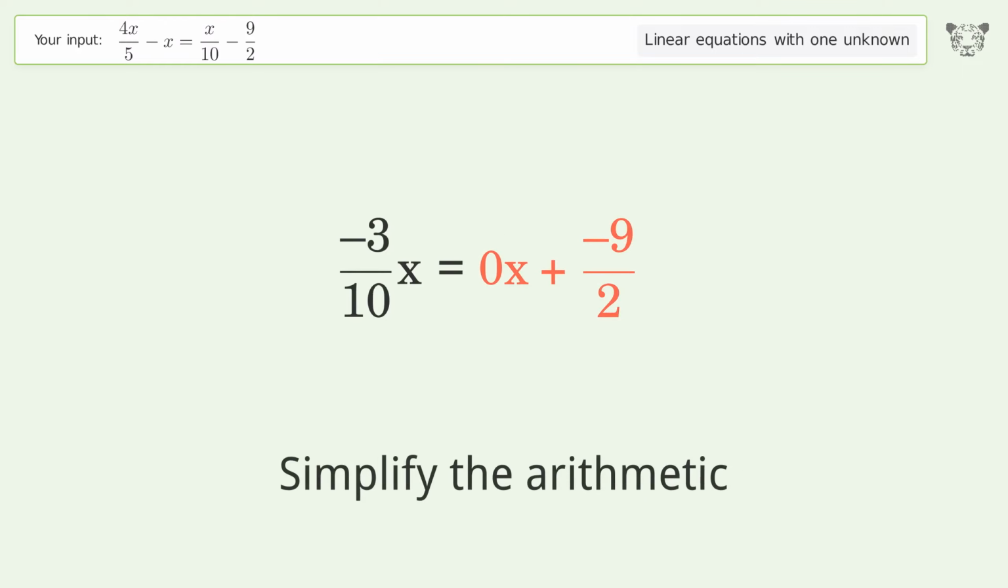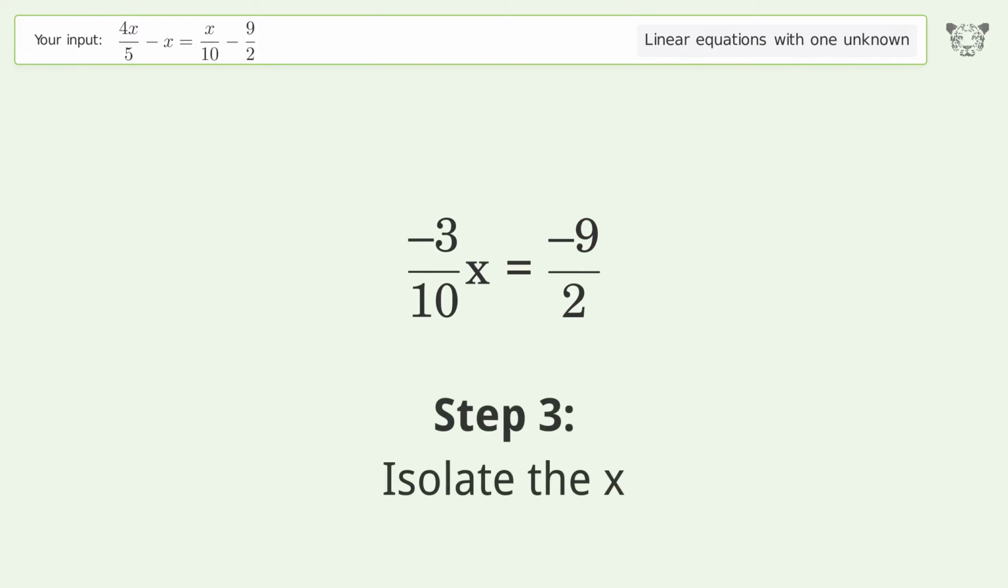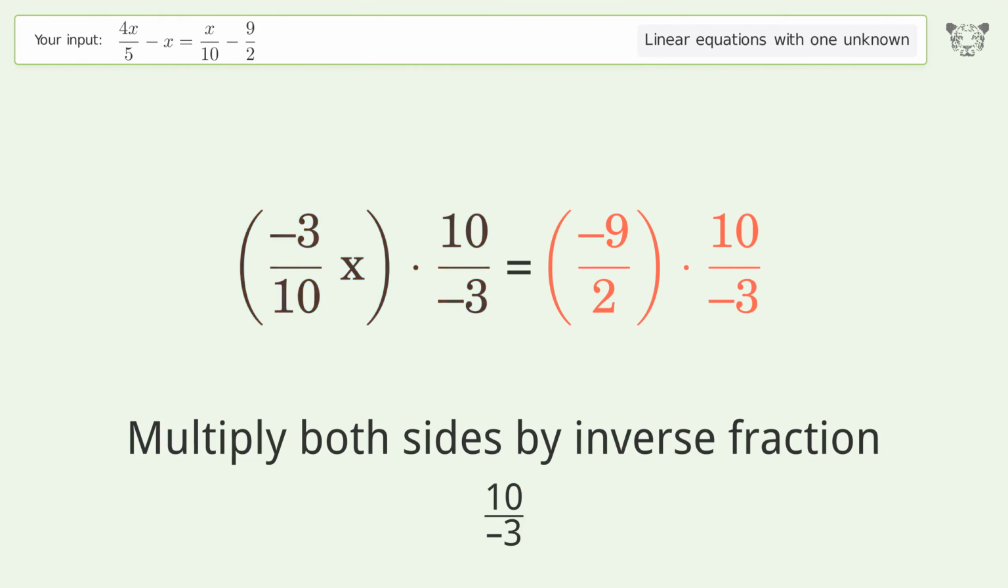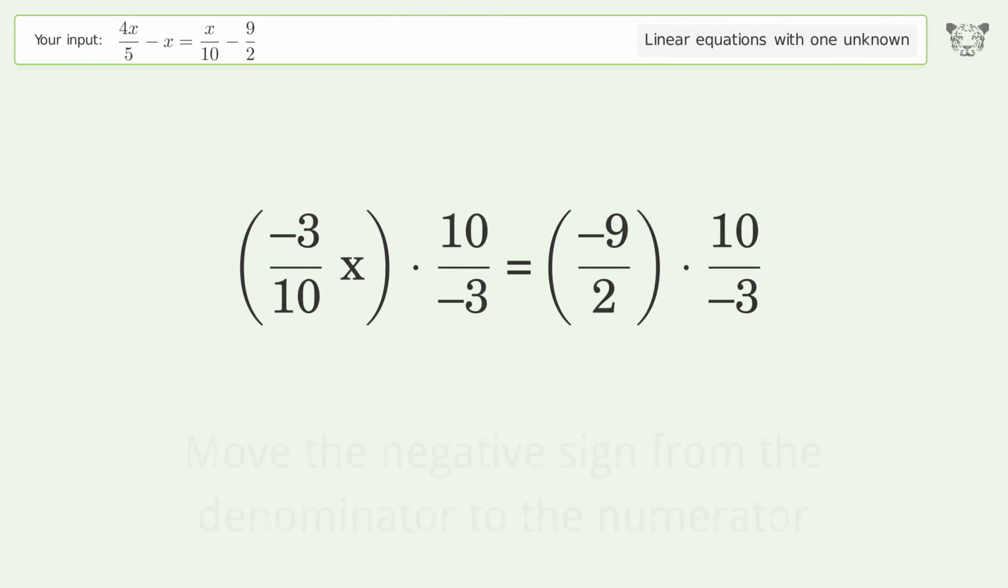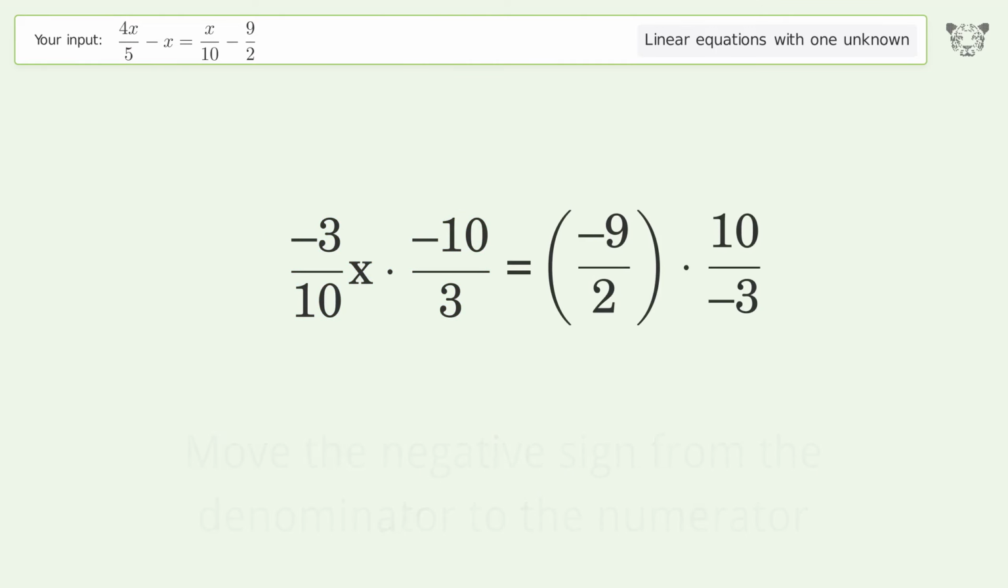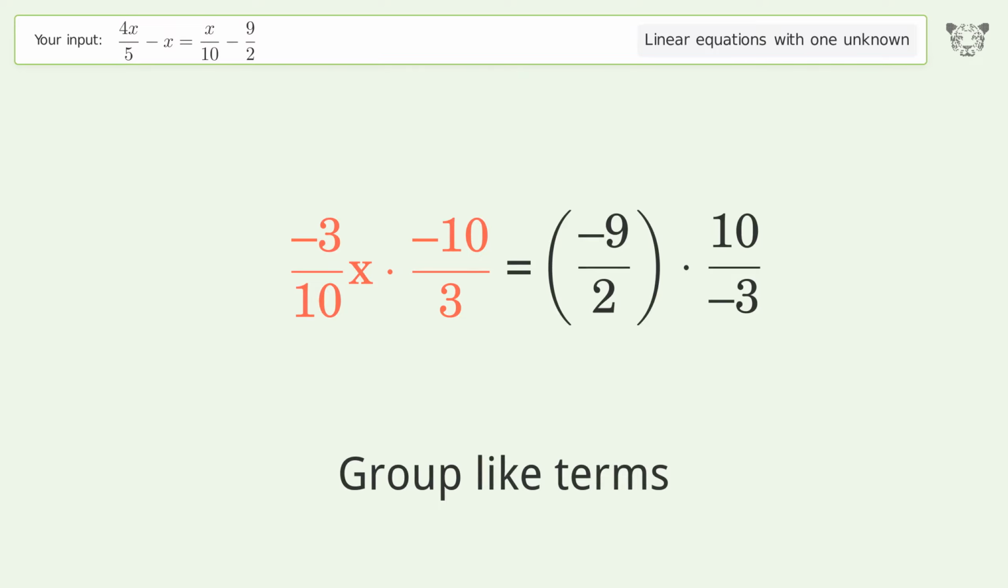Simplify the arithmetic. Isolate the x. Multiply both sides by inverse fraction 10 over -3. Move the negative sign from the denominator to the numerator. Group like terms.